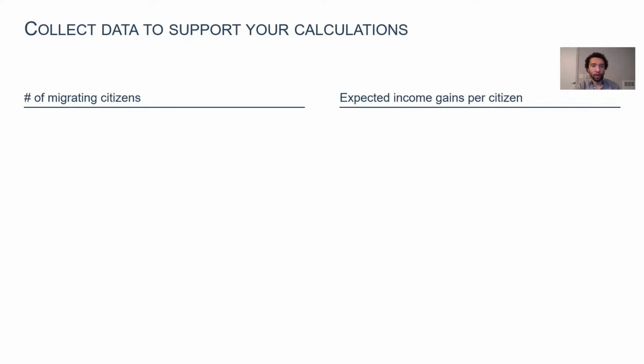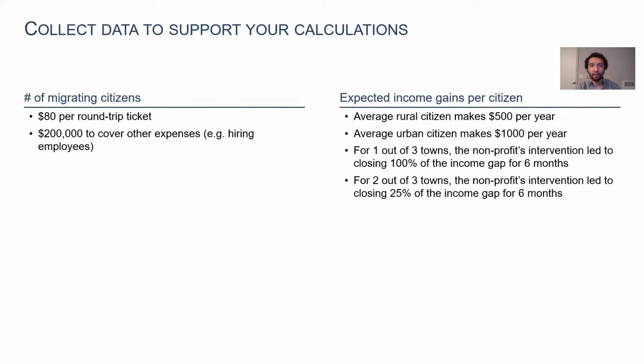For the number of people who can migrate, we find out that a round-trip bus ticket costs $80, and outside of bus tickets, the charity would require $200,000 to cover other program expenses, such as hiring employees. And for the expected income gains, we find out that the average citizen in each rural town in Atlantis makes $500 per year. The average citizen in the urban city where rural citizens migrate makes $1,000 per year. And Jada's nonprofit currently operates in 3 rural towns in Atlantis.